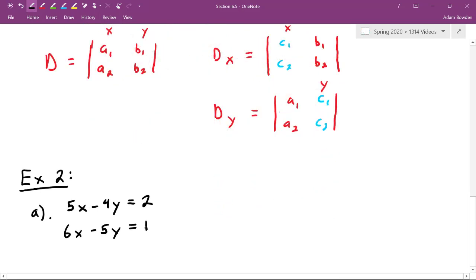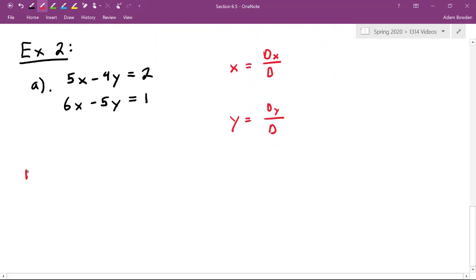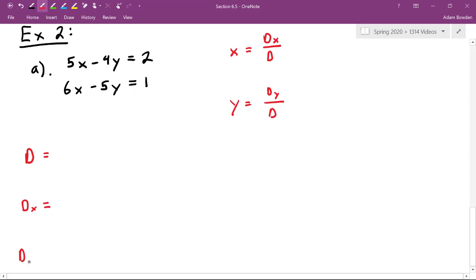So let's work this system through and solve for x and y. 5x minus 4y equals 2 and 6x minus 5y equals 1. So remember that Cramer's rule tells us that x is equal to dx divided by d, where d stands for determinant, and y is dy divided by d. So let's do Cramer's rule for both of these. We need to calculate the determinant d, the determinant dx, and the determinant dy.